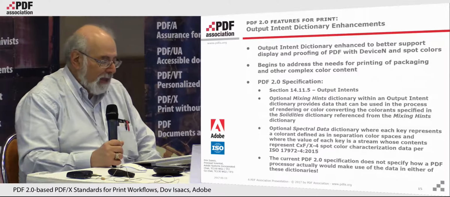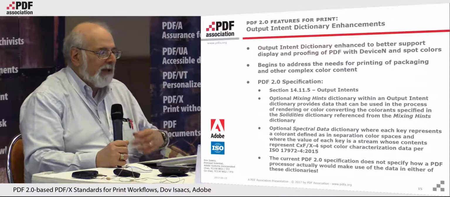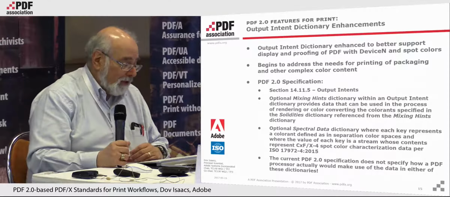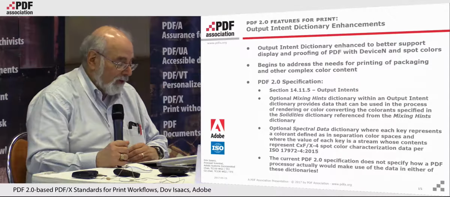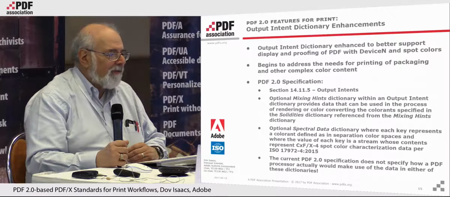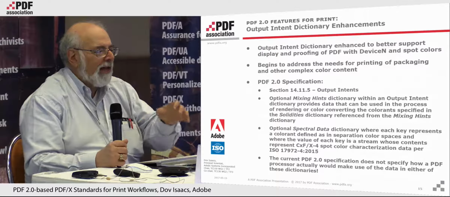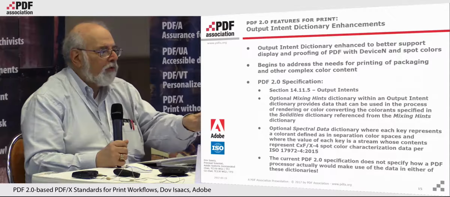Spectral data is something that you typically would have in a CXF X4 spot color characterization file. And this is another ISO standard, ISO 17972-4, relatively recently inaugurated. Why would you do this? Well, the typical spot color definitions are not particularly good for proofing. And the CXF data is much more, I'm not going to get into the details of it, but provides much better data for you to be able to proof onto, let's say, a digital proofer or even on the screen.